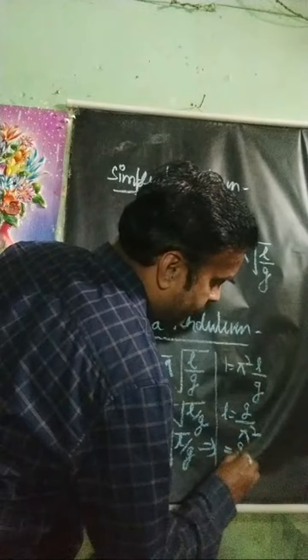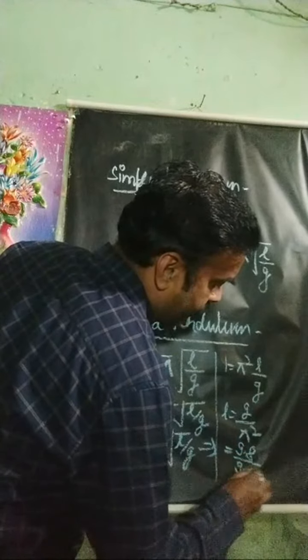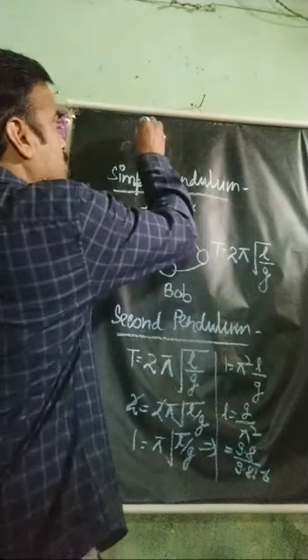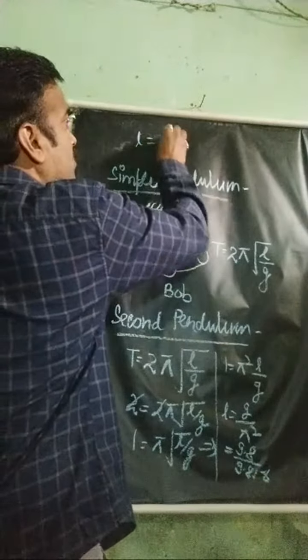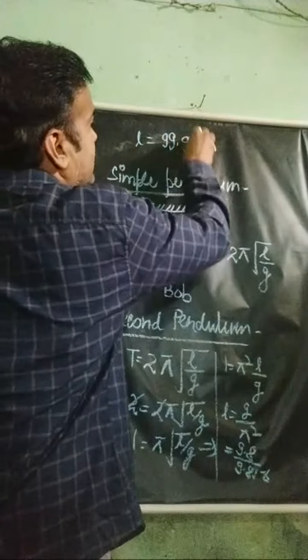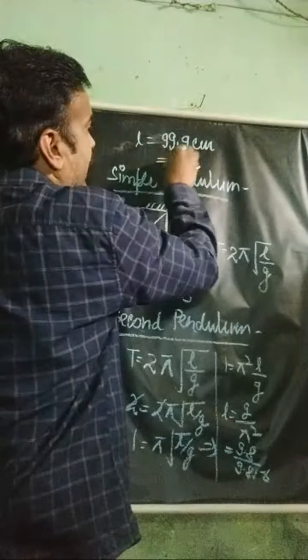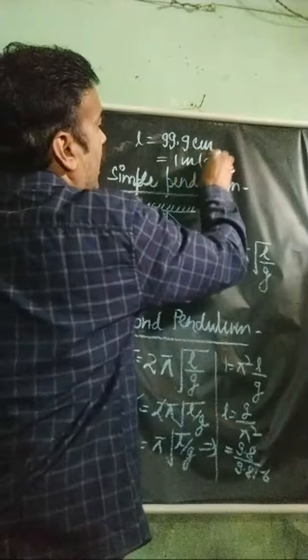Put here G as 9.8 and pi square as 9.856. So what will you get? Here I am going to write: L equal to 99.9 centimeter, or we can write about 1 meter.